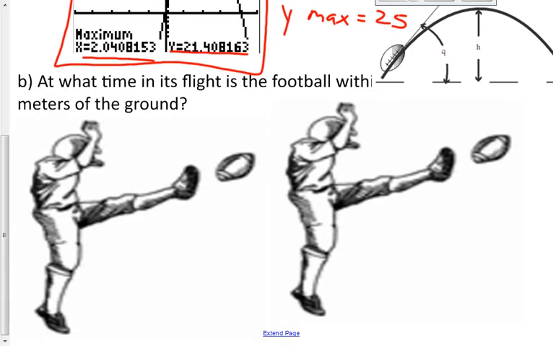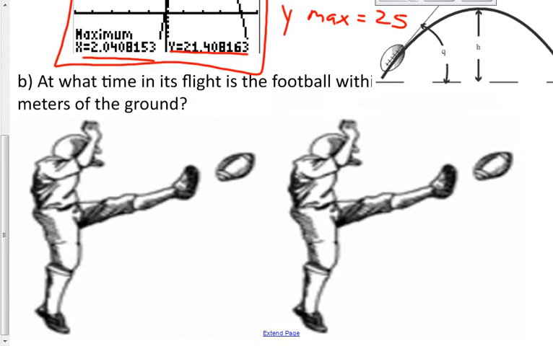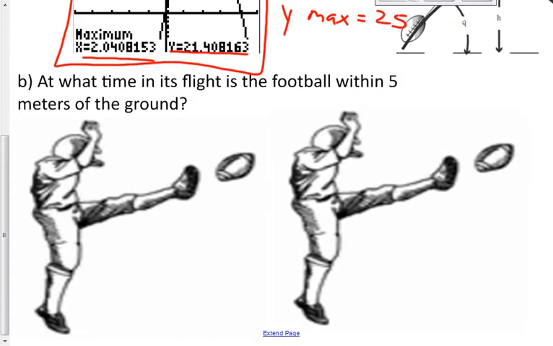Letter B is a tricky one. At what time in its flight is the football within 5 meters of the ground?